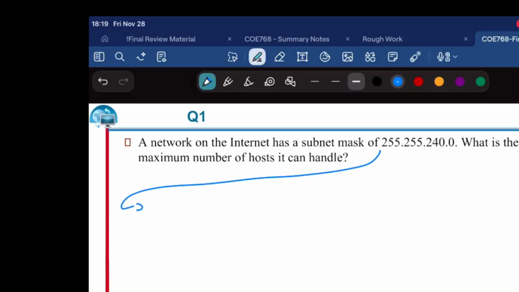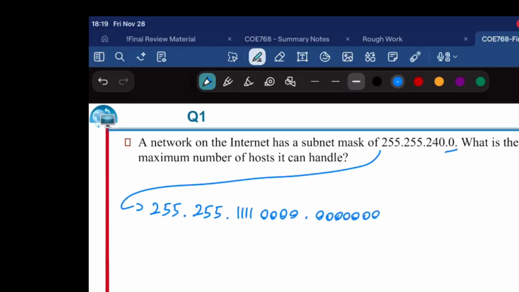Anything that's all 255s, I'll leave as is, because we're not going to be addressing them. We don't worry about them. And 240 converted into binary is 1111 0000. And the last octet is also going to be all zeros.